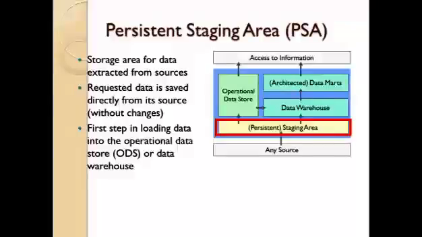As just mentioned, persistent staging area, or PSA, is where our data is stored when it is first input into a data warehouse. As shown here, that data is saved directly from its source without changes. But we can also make changes to the data after loading if necessary. If there are some errors in loading, it can be changed.